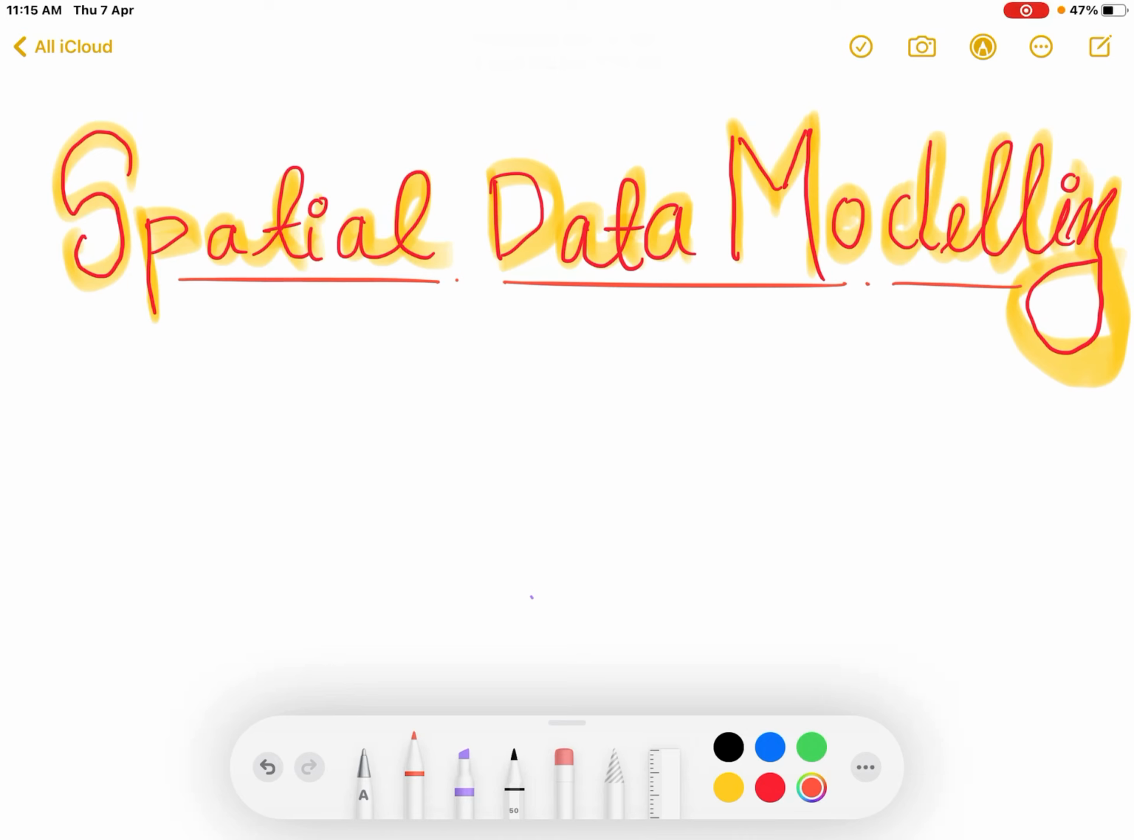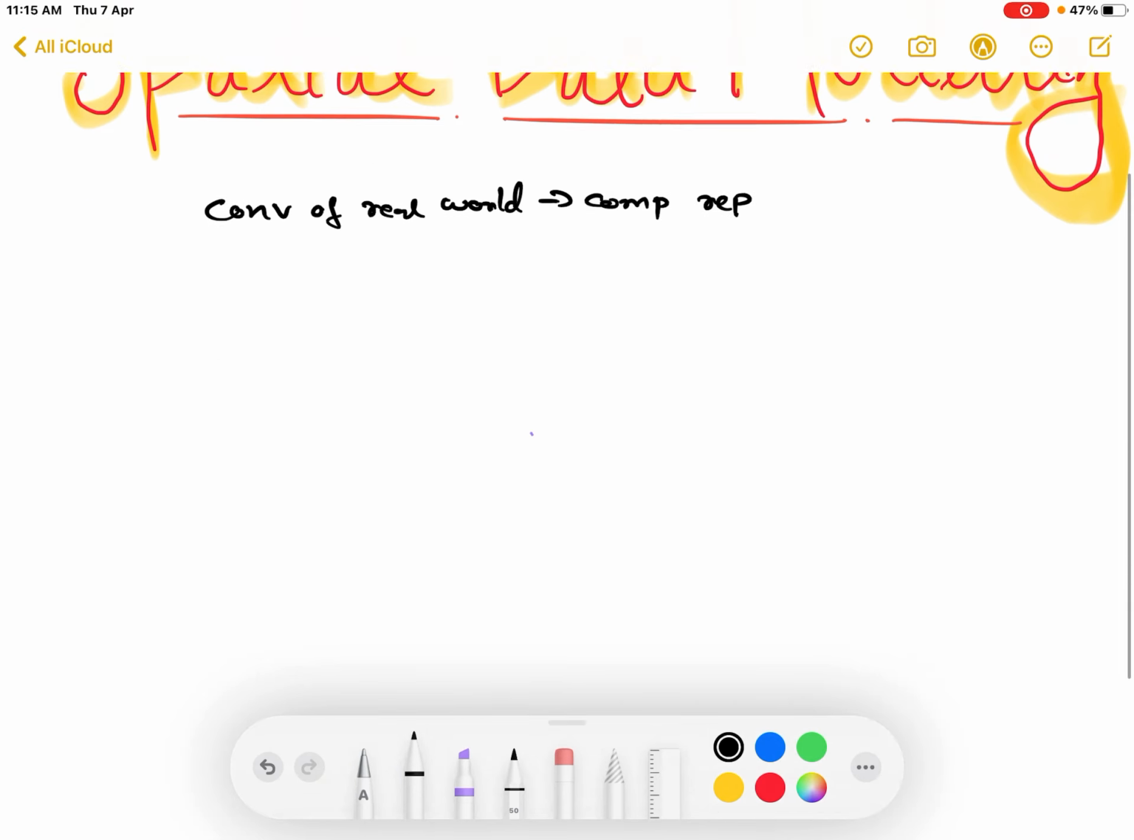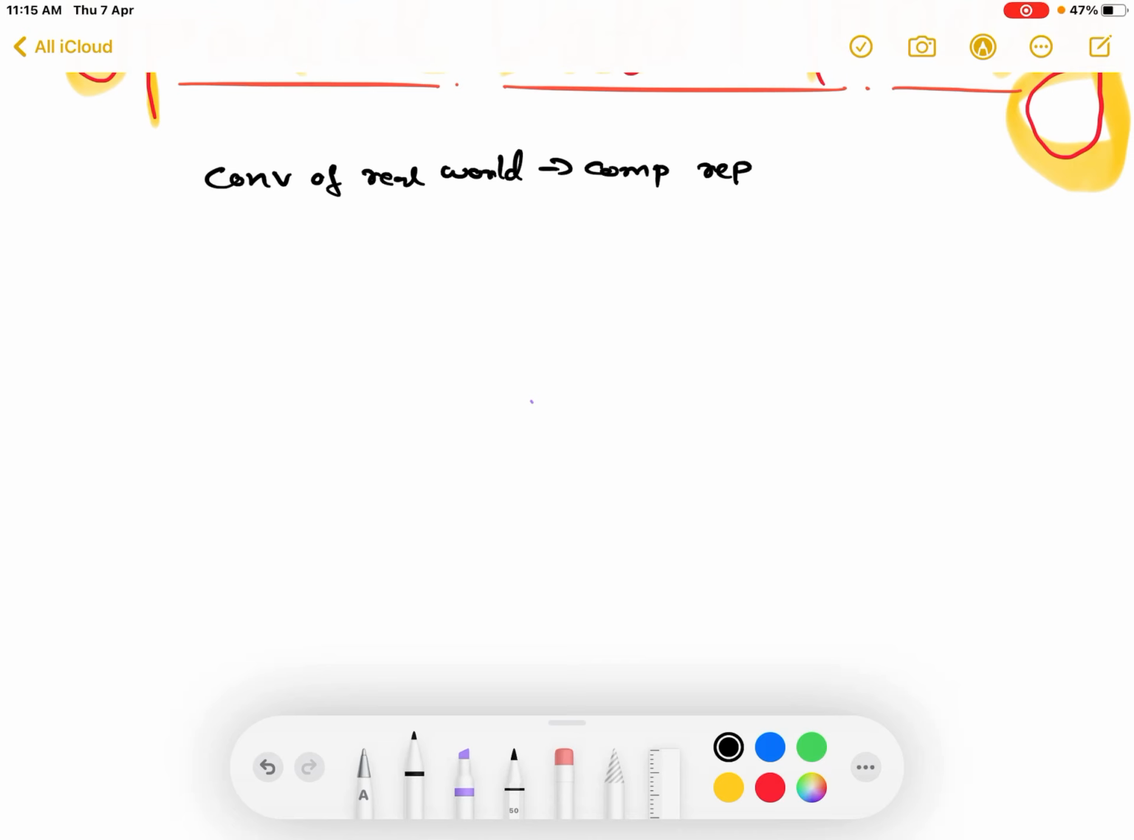In this video, we are going to learn about how data is actually modeled, or how spatial data is modeled in GIS. The purpose of GIS is the conversion of real world components to a computer representation. That is the main theme of GIS, the conversion of real world features to a computer representation.